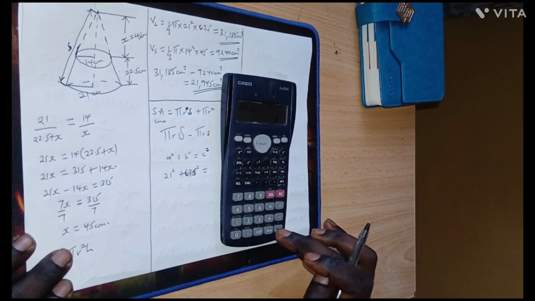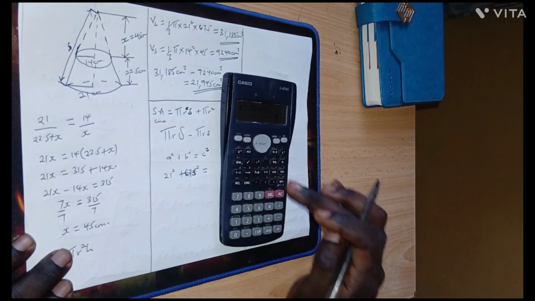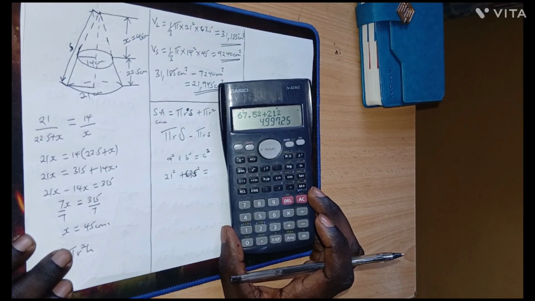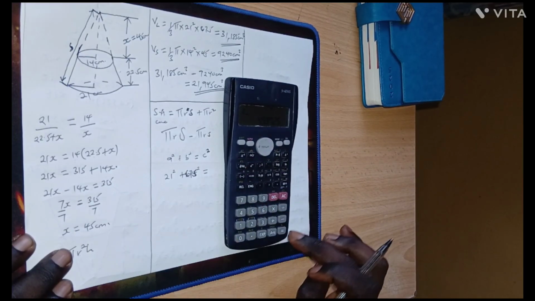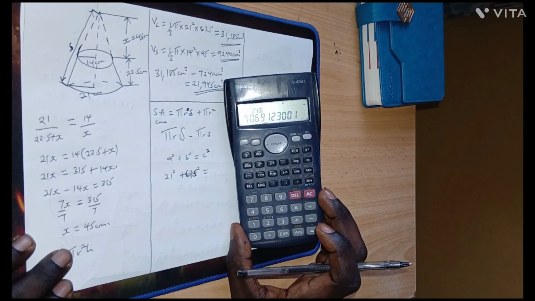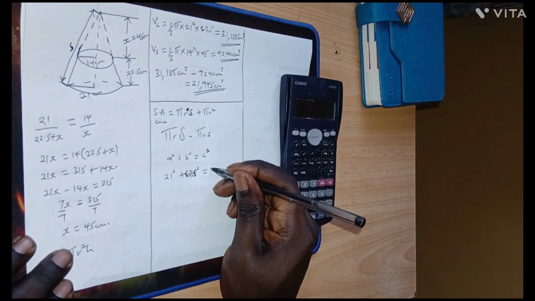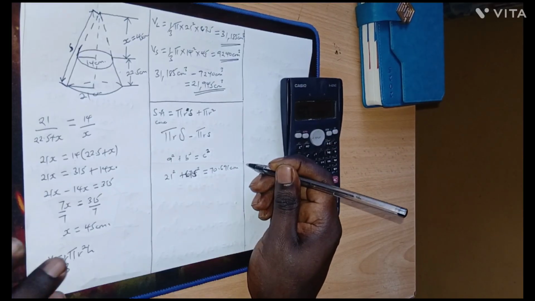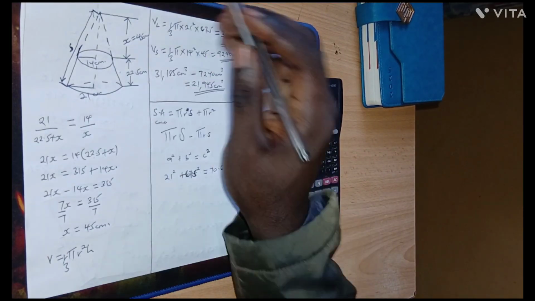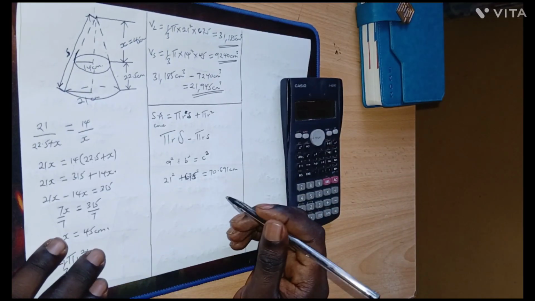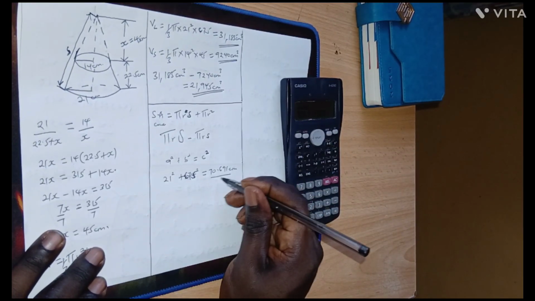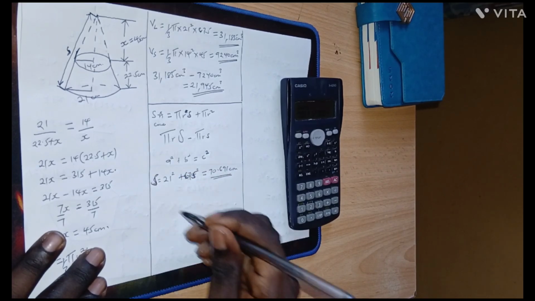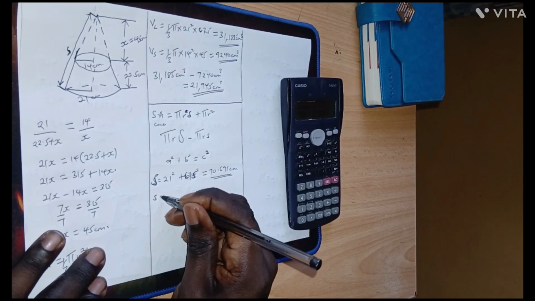67.5 squared plus 21 squared gives us this value, 4997.25. Let's look for the square root of that. It's going to be 70.691 centimeters. So the slant bit of the large cone is that. Now we need to find the slant bit of the small cone. This is the slant bit, this is s.